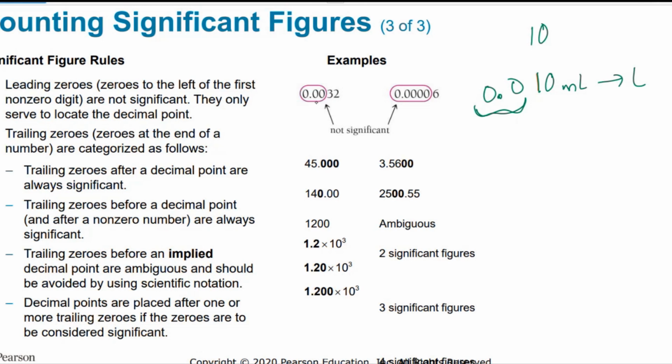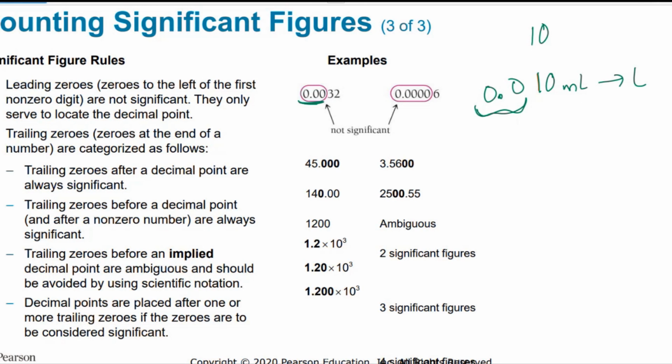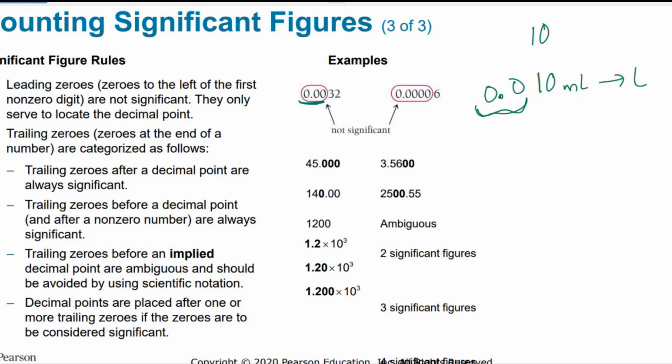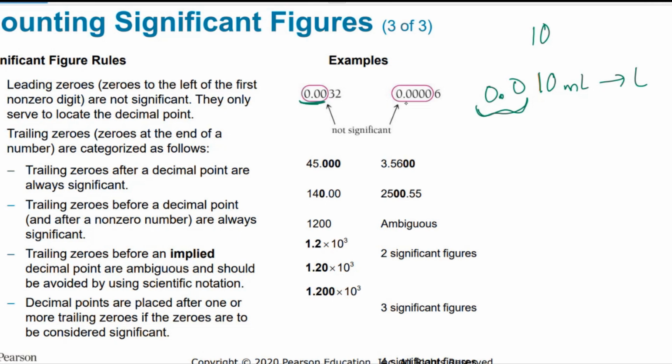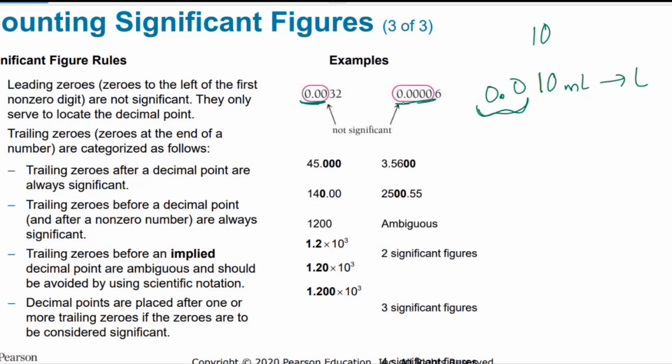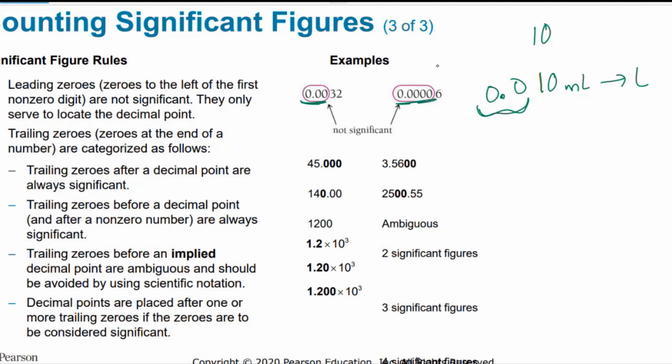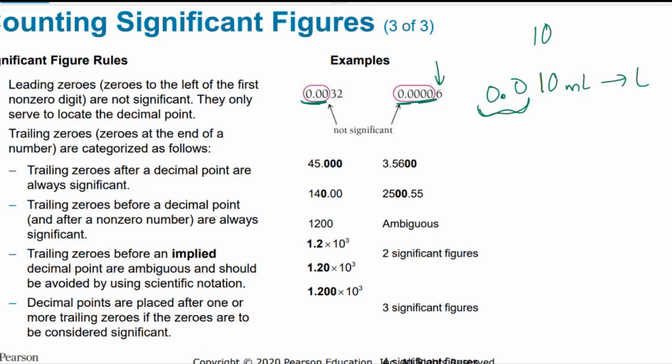So like for 0.0032, these zeros are not significant. They're placeholders. They have to be there. For 0.00006, these are placeholders. They have to be there. So only the 6 is significant.